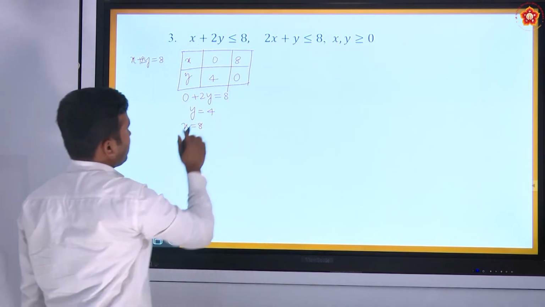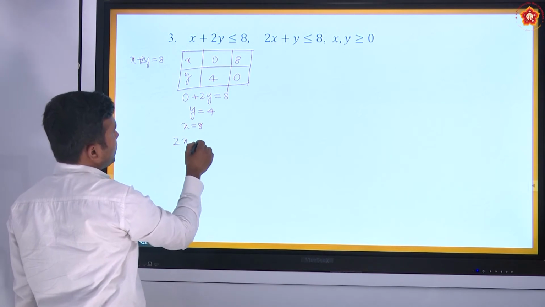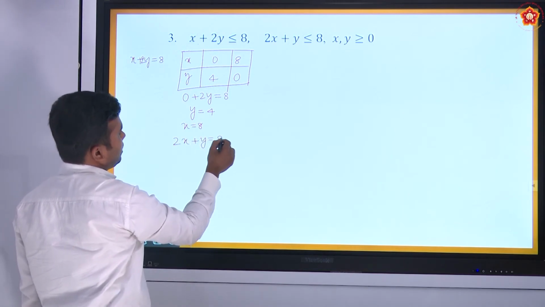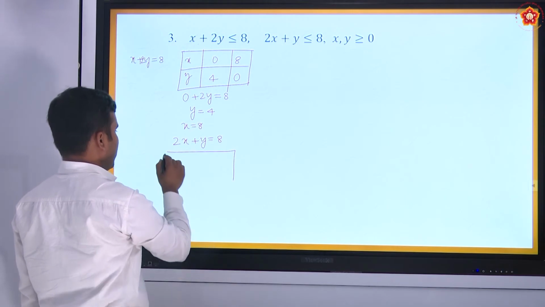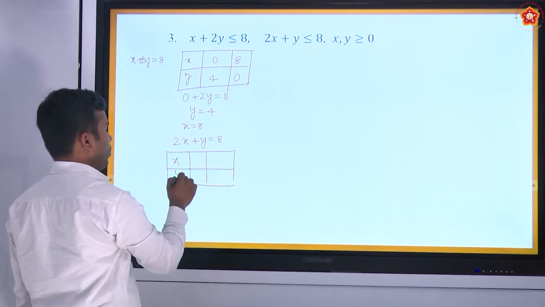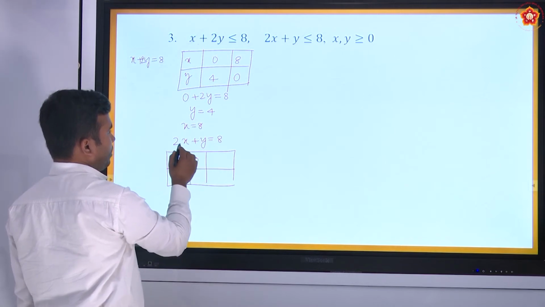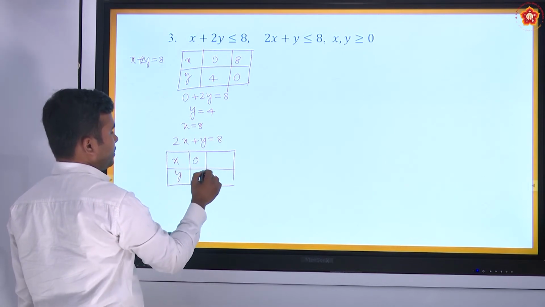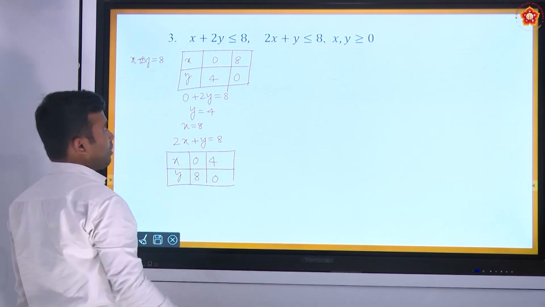Similarly, another one, I am going to take 2x plus y is equal to 8. For this, I have to draw a graph. Put x equal to 0, y is equal to 8, and put y is equal to 0, x will be 4, right?